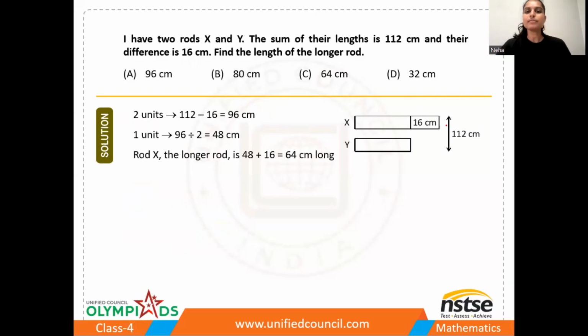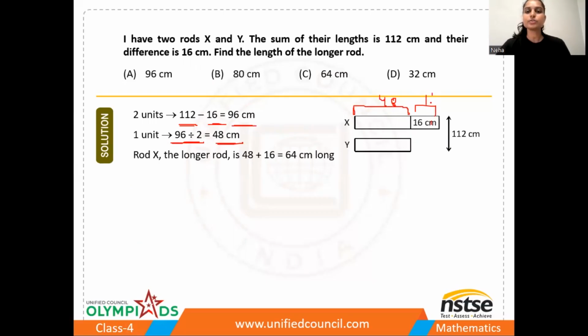Okay, so the sum of their lengths is 112 centimeters, and their difference is 16 centimeters. We have to find the length of the longer rod, right? So for this, what can we do? The difference between 112 and 16 is 96 centimeters, correct? So 96 divided by 2 is 48, correct? So yes, this one is equal to 48.